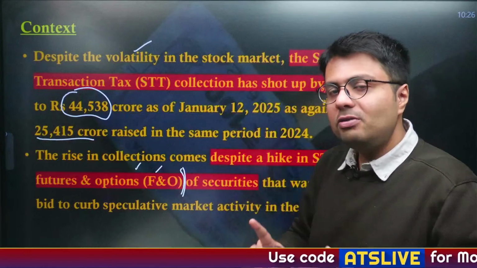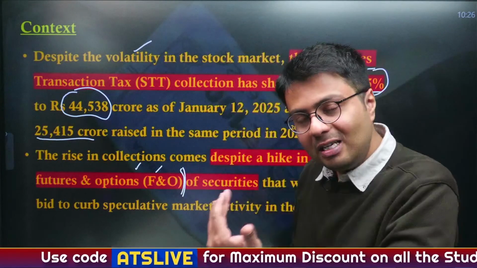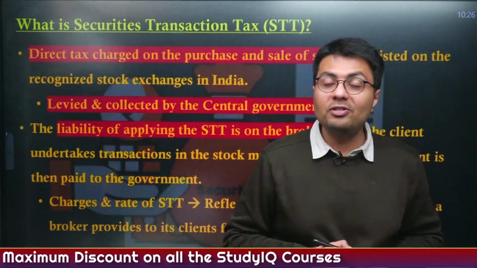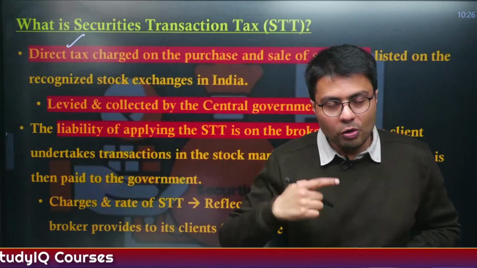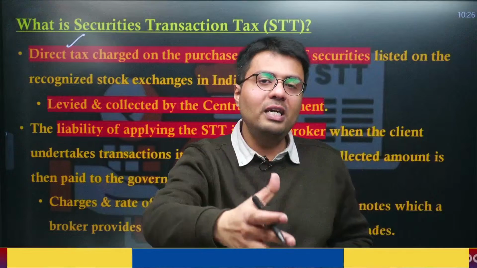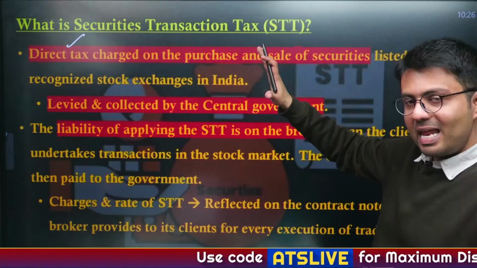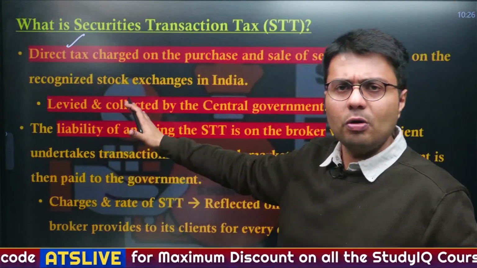So this is an increase of 75% in the collection of securities transaction tax. Understood? So let us try to first of all understand what is this securities transaction tax, how is it levied, what kind of government levies it. Now securities transaction tax is a form of direct tax, which means the person on whom the tax is applied, he or she is directly responsible to fulfill that tax. Understood? So this is a direct tax, just like income tax and corporate tax, securities transaction tax is also a direct tax.